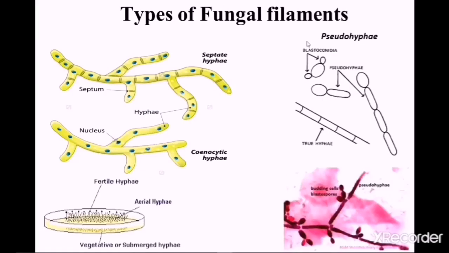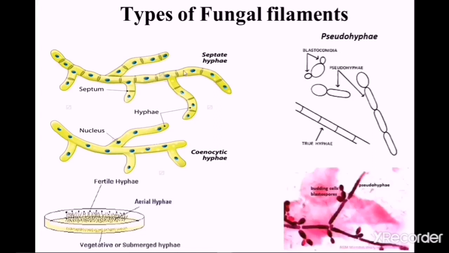Types of fungal filaments. Before that, you just need to understand what a hypha is. It is an elongated thread-like branching filament of even width, and it grows by apical elongation. If there is an elongated mass of hyphae, this is called mycelium. Now there are various types of hyphae: septate hyphae, aseptate hyphae, or coenocytic hyphae. Then there are vegetative and aerial hyphae. Then there are pseudohyphae, false hyphae.